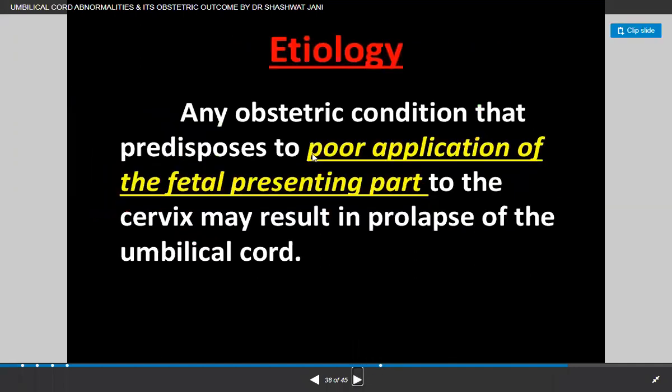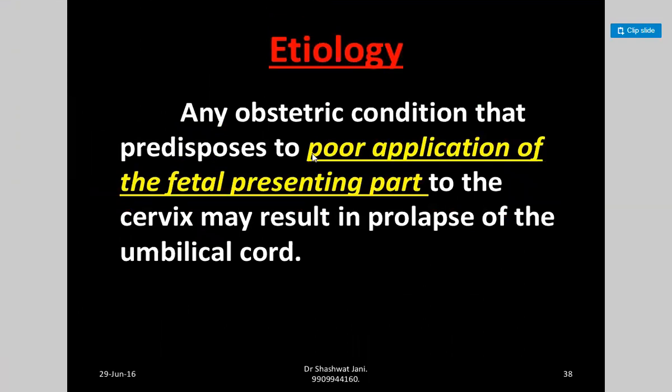And what is the etiology? An obstetric condition that predisposes to poor application of the fetal presenting part to the cervix may result in prolapse of the umbilical cord. So what is it? If there is some problem with the presentation of the fetal part, that can be the cause of it.